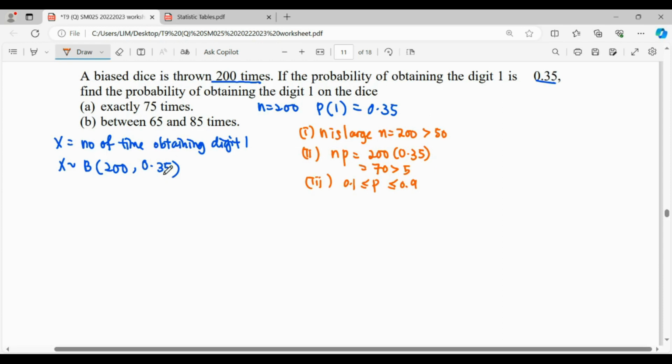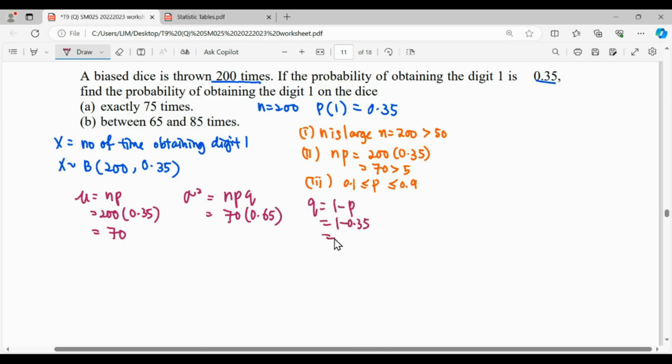So to change to normal distribution, we need the mean, which is NP, 200 times 0.35, which is 70. Then we need the variance, which is NPQ. So NP we get 70, Q we get 0.65, where Q equals 1 minus P, so 1 minus 0.35 gives 0.65. So here we have 45.5. So X will be more suitable using normal distribution to solve these questions, with mean 70, variance 45.5.